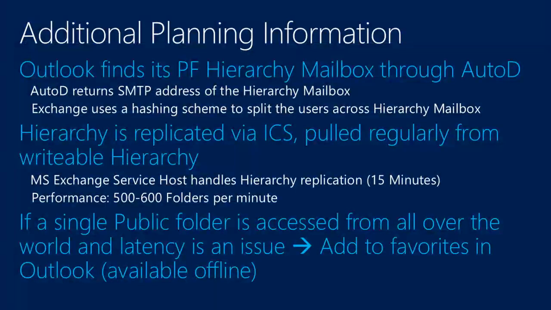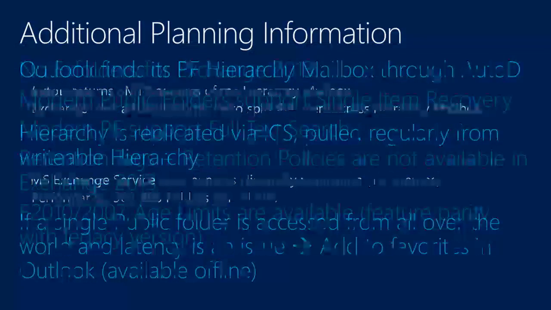Now, for larger organizations, this last one can be somewhat of a pain point. Because we don't have the multi-master replication model anymore, if you have particular public folder content that is being accessed across a link with higher latency or slower bandwidth, you may choose to actually have users add folders to their favorites inside of Outlook so that it synchronizes to their OST file. And then they also have to monitor to make sure they're not filling up their disk space locally. But that will make it available offline for them.